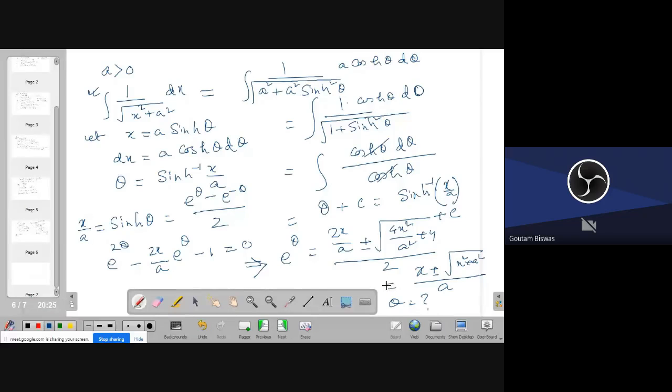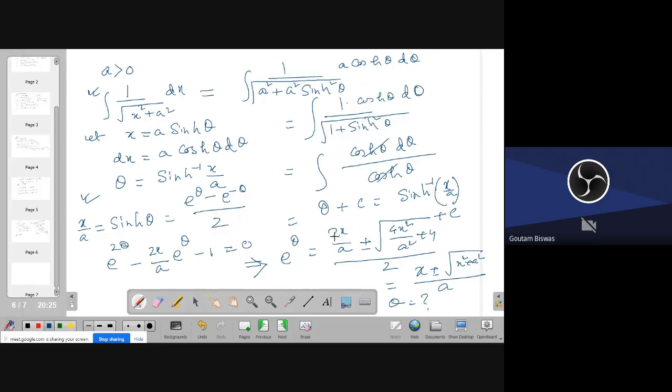And you will get theta here. So you will get another answer. Is it not? You have got another answer. So integration of this is equal to theta plus c. So put that value of theta here, you will get another answer. Got it?